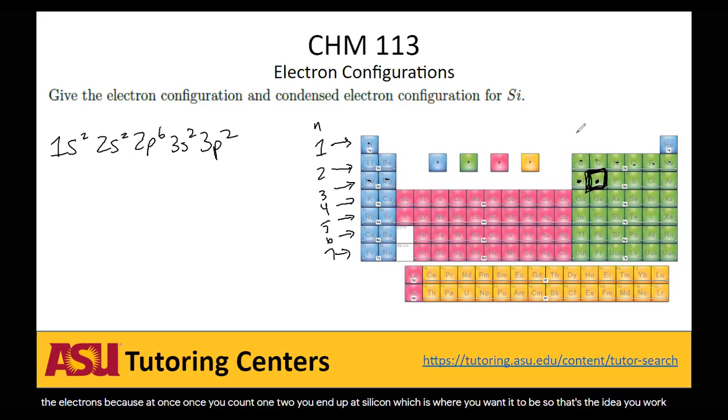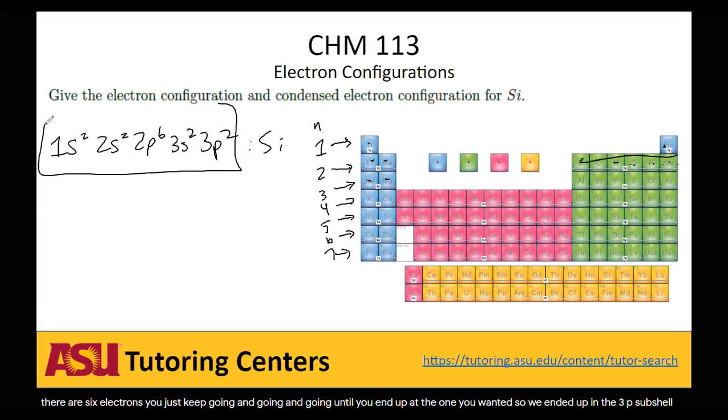So I finished the 1s orbital, so I wrote it out with the 2 electrons that were in it. I finished the 2s, so I wrote 2s2. I finished the 2p, so I wrote 2p6 because there are 6 electrons. You just keep going and going until you end up at the one you wanted. So we ended up in the 3p subshell, and we only used 2 of the electrons, because silicon was the second one into that p block. So we wrote 3p2. So this is the electron configuration of silicon. Okay.